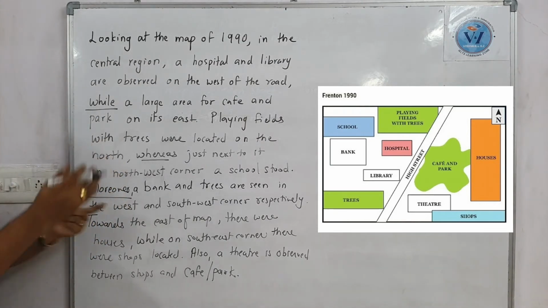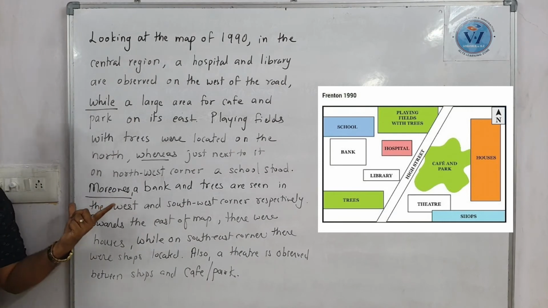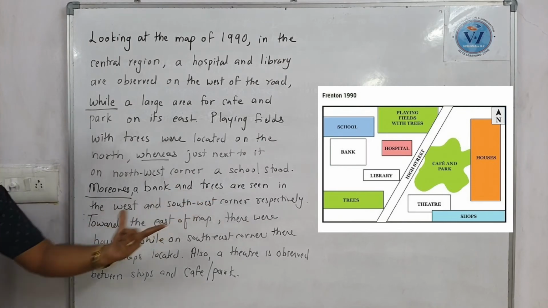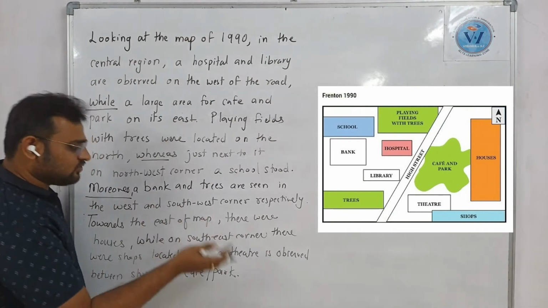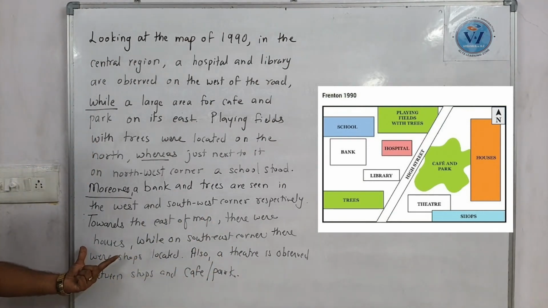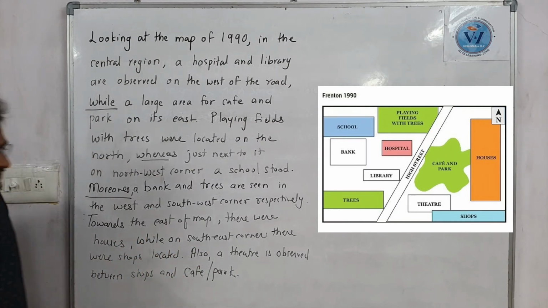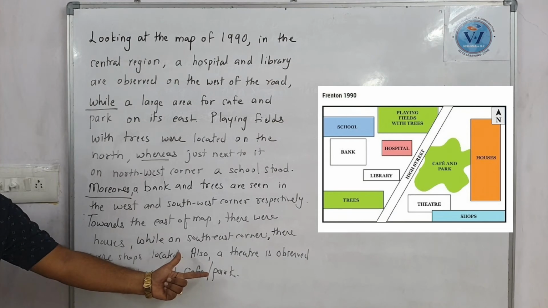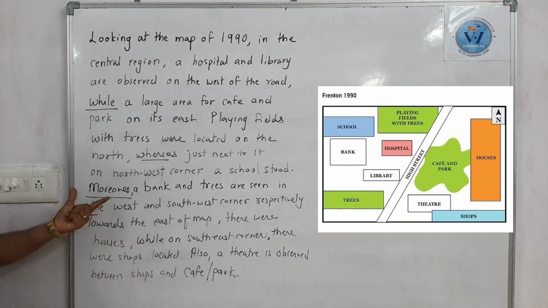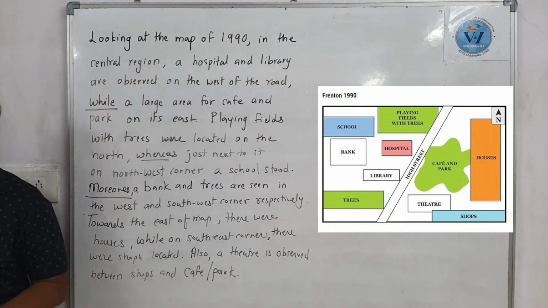Okay, sorry, these two were remaining. So in addition or moreover, clear. Moreover, you can also use furthermore. Bank and tree are seen. Clear. Now towards the east of the, I am moving towards the east of the, sorry, it's not east of the map. Okay, you can add on. Towards the east of the map, there were houses, while on the southeast corner, there were shops. Okay, here there will be comma. The last one thing was remaining, some used also. Clear? If you remove these words, then it will seem like point wise.